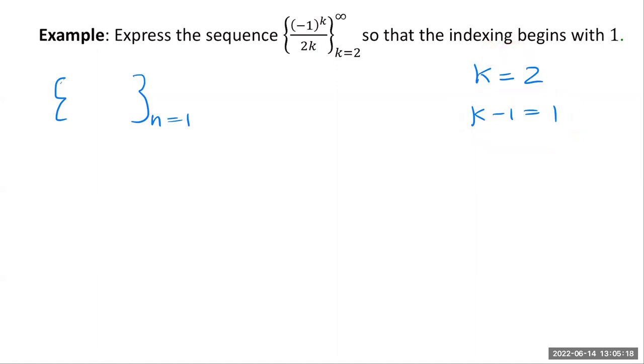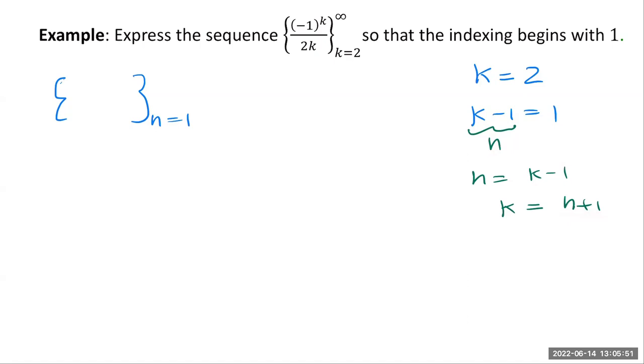Now you introduce your new variable. We wanted our new variable to be n, right? So I take this left hand side to be n. Always take your left hand side to be the new indexing variable n. That means n equals k minus 1. What does that tell you? That tells you that k equals n plus 1. You find your k variable in terms of n. You move this one to the other side, and you get k equals n plus 1.